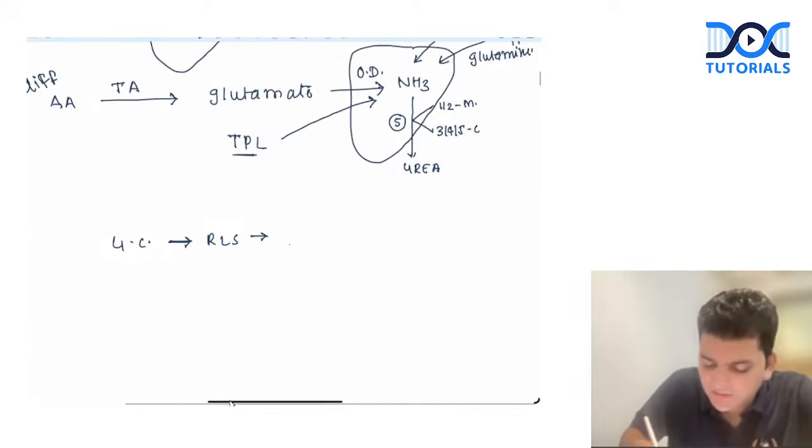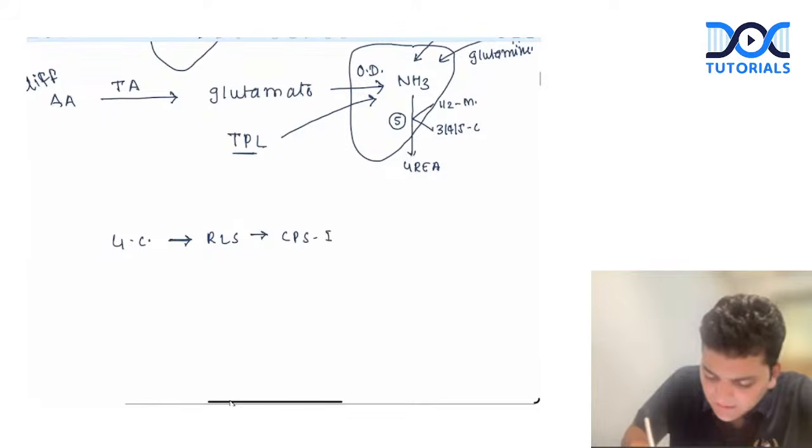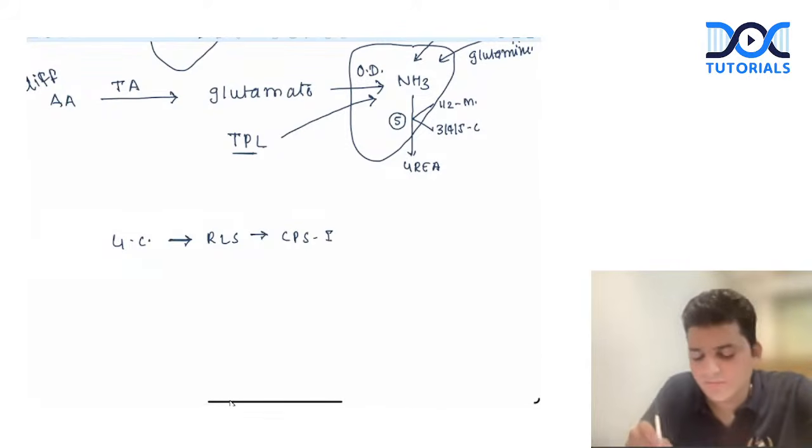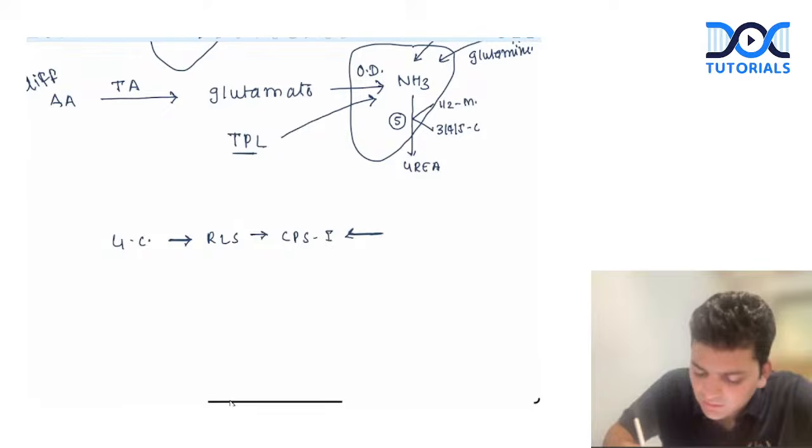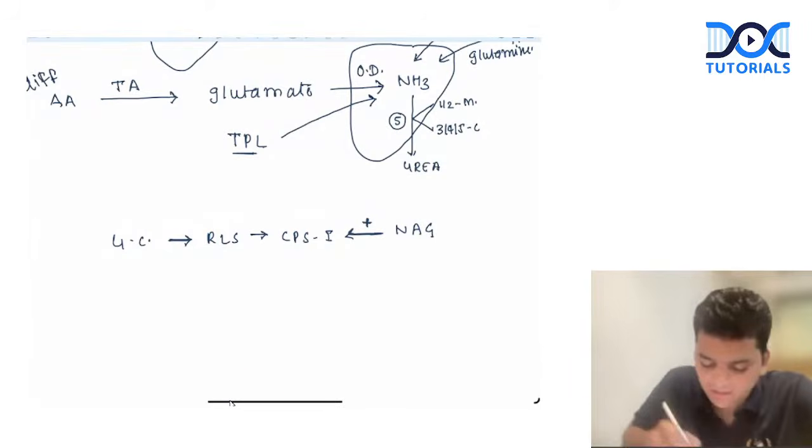OTC or CPS1? CPS1. Who is the activator of CPS1, which is also referred to as the 6th enzyme of the urea cycle? NAG. NAG is the activator. That is the 6th enzyme of the urea cycle.